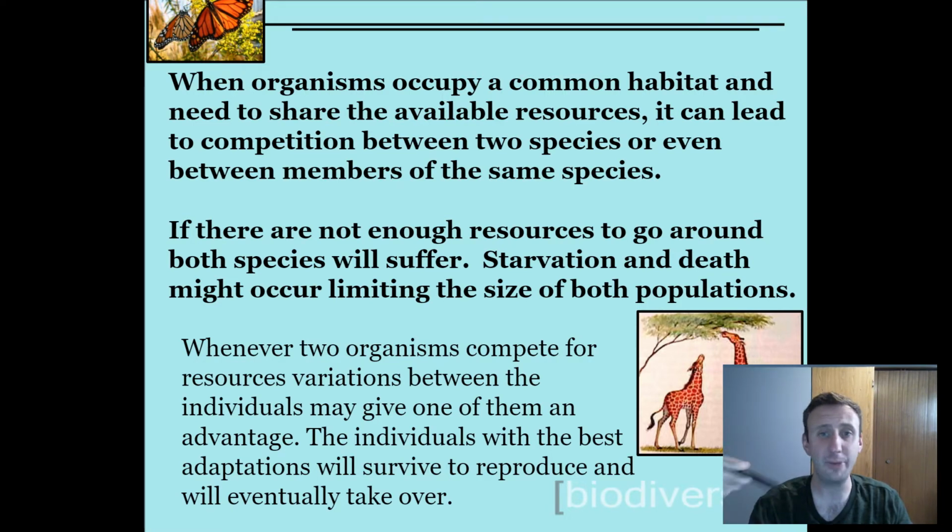When organisms occupy a common habitat and need to share the available resources, it can lead to, like we talked about, competition between two species or even between members of the same species. If there are not enough resources to go around, both organisms will suffer. Starvation and death might occur, limiting the size of both populations. So having a unique niche is an advantage. Whenever two organisms compete for resources, variations between the individuals may give one of them an advantage. The individuals with the best adaptations will survive to reproduce and will eventually take over. So when organisms have a unique niche, right, then they will survive.